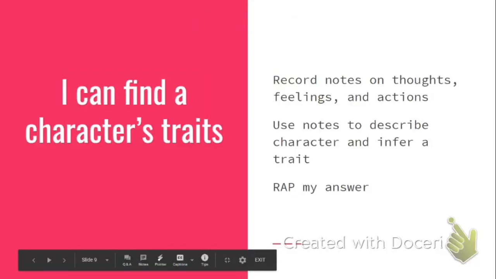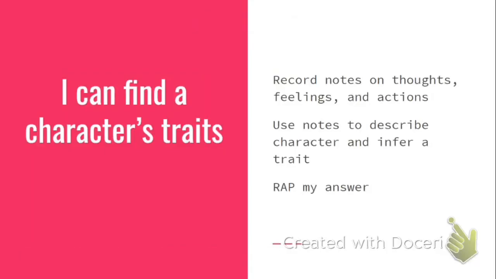Today we're going to work a little bit again on finding a character's traits. We did this in the fall with characters from Fables, and today we're going to do it with some characters from our story, Edward Tulane, His Miraculous Journey. Your success criteria are that you're going to record notes on the thoughts, feelings, and actions of a character. You're going to use the notes to describe a character and infer a trait, and then you're going to wrap your answer.